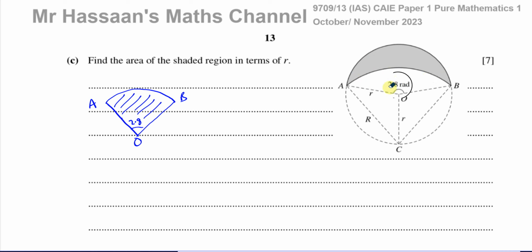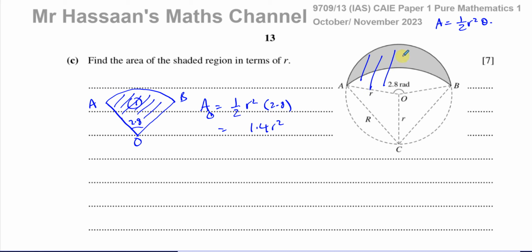So this area is no problem. We know that the area of a sector is given by the formula half r squared theta, where theta is the angle that makes the sector, and r is the radius. In this case, we want to find the area in terms of r, so the answer will have r in it. So the area of this section, let's call it section 1, is going to be a half times r squared times 2.8, which is going to be 1.4 r squared. That's the area of all of this.